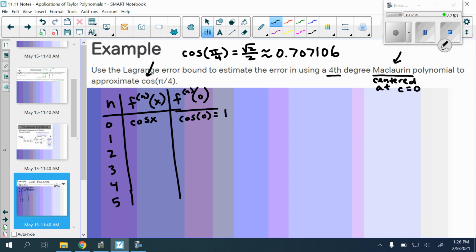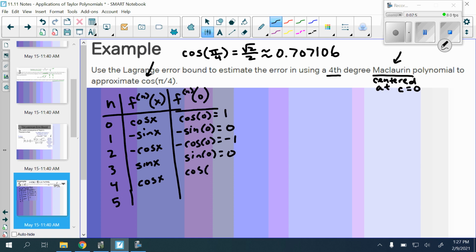All right, what's the derivative of cosine? That should be negative sine. What is negative sine at 0? That should be 0. Next derivative would be negative cosine. What is negative cosine of 0? That should be negative 1. Next derivative would be positive sine. And sine of 0 ends up being 0. Next derivative is cosine. Cosine 0, we've had that one before.